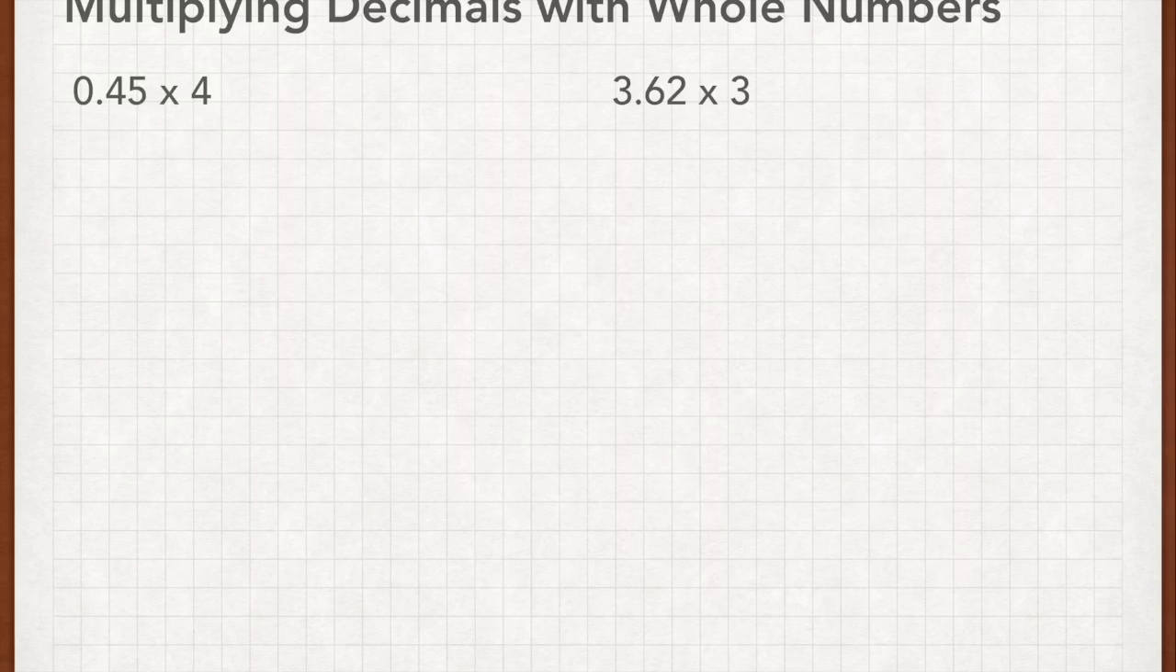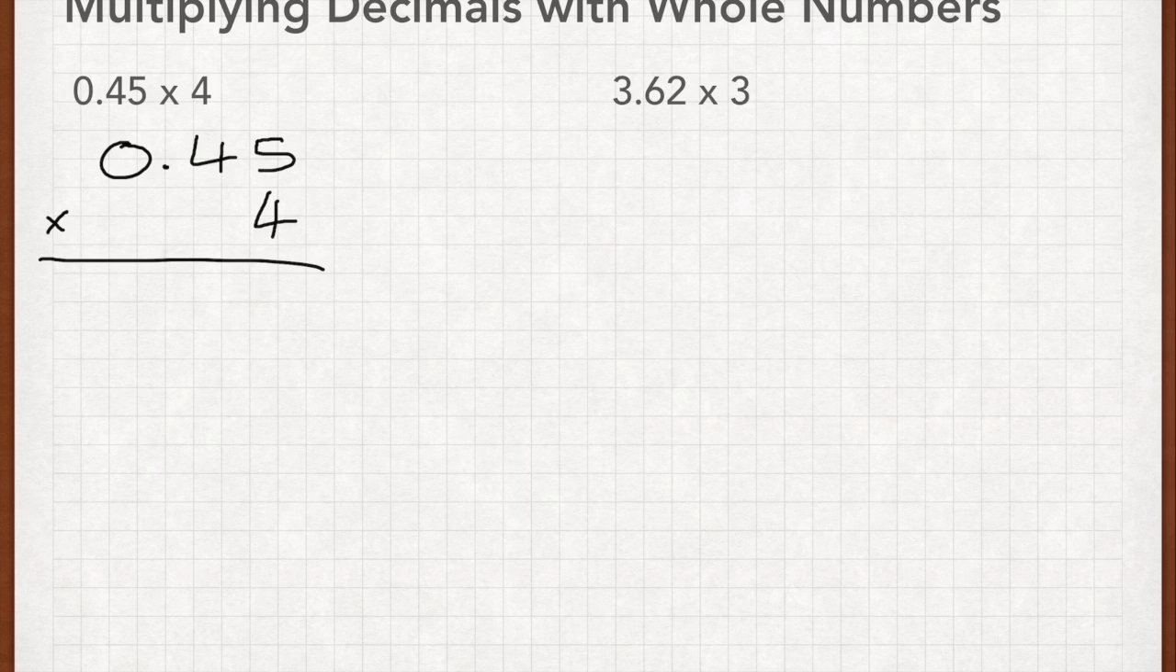So in this video we're going to look at multiplying decimals with whole numbers. We've got two examples here. We're going to start with the first one, 0.45 times 4. We're going to write our equation out just like we usually do with multiplication.